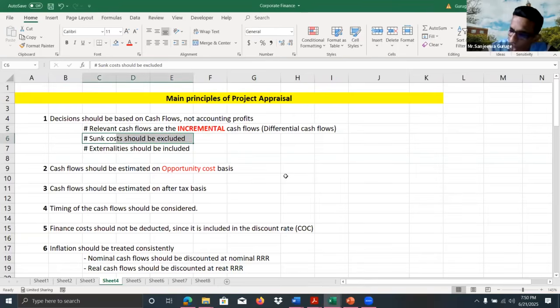So when you are evaluating a particular project, if there is any information relating to a feasibility study, research and development, those are not relevant and should not be considered for the evaluation, because those are sunk costs that will not be recoverable whether the project is accepted or not.